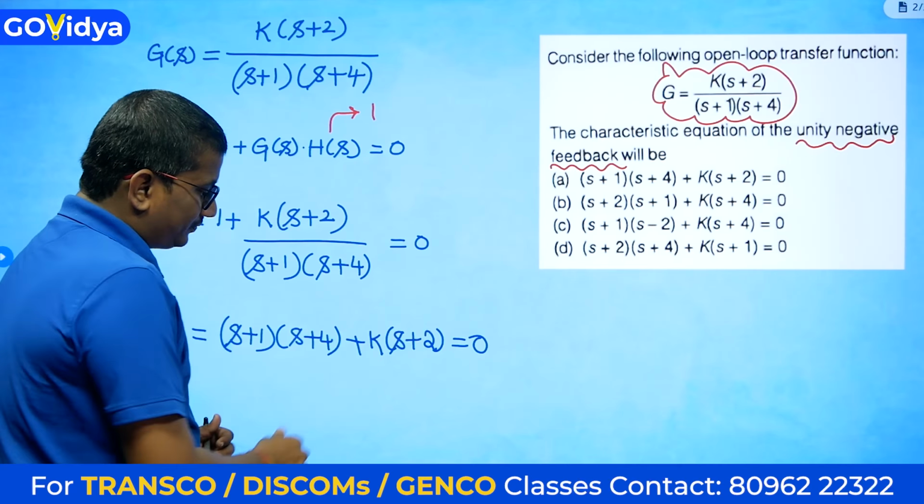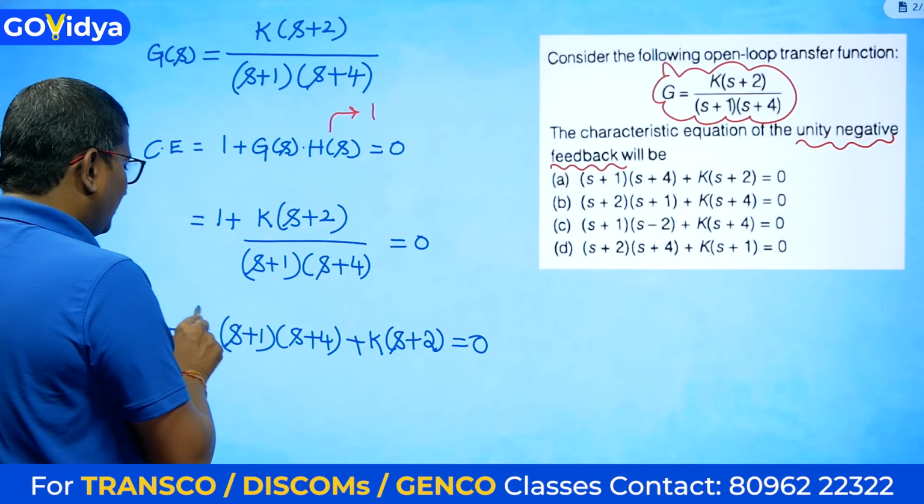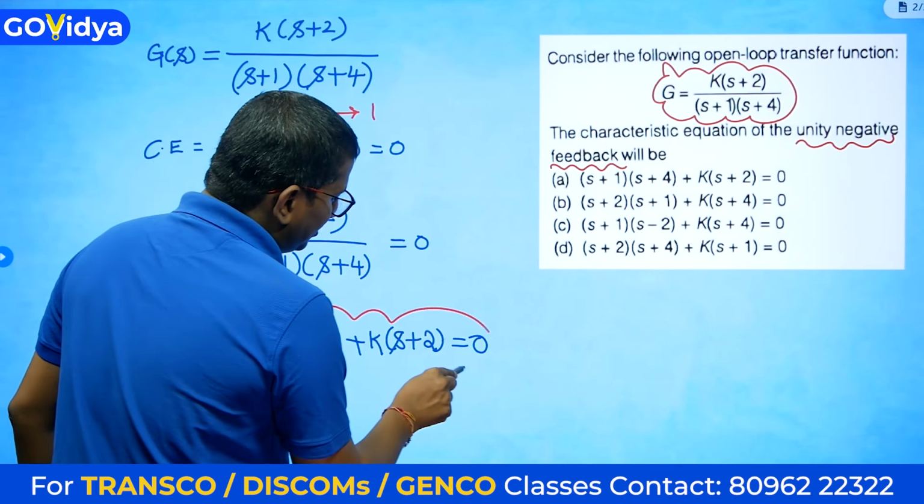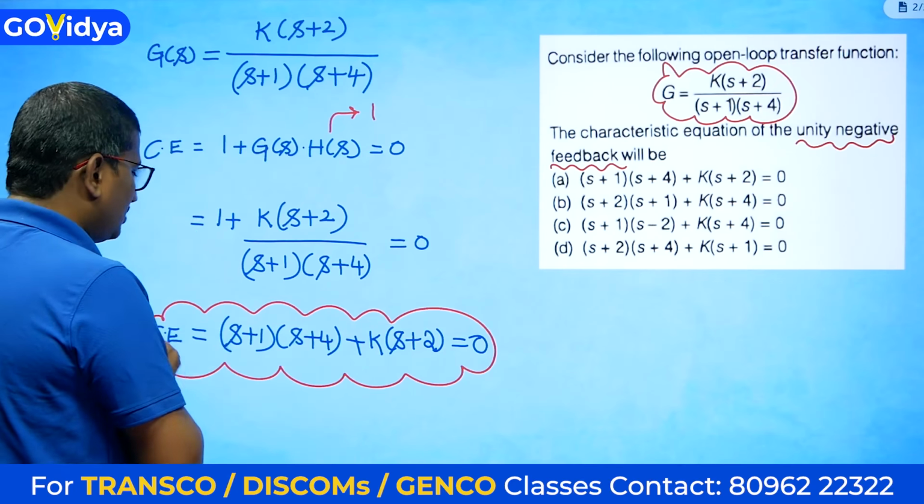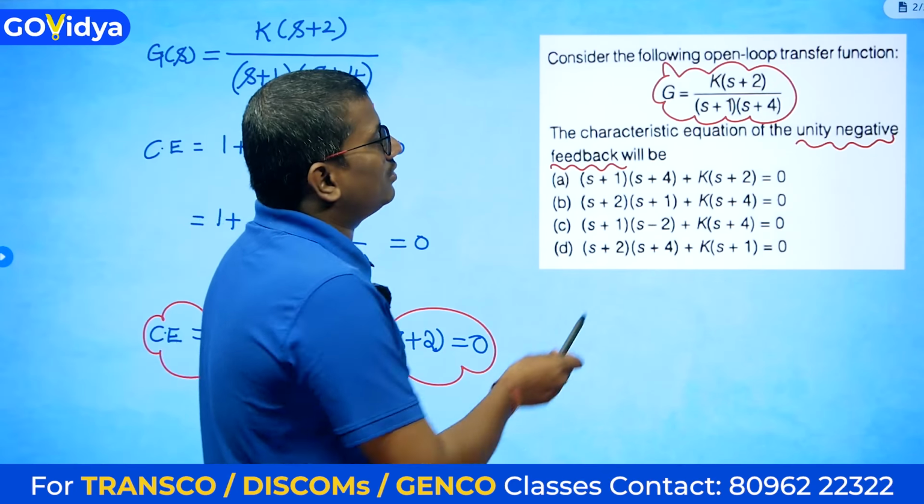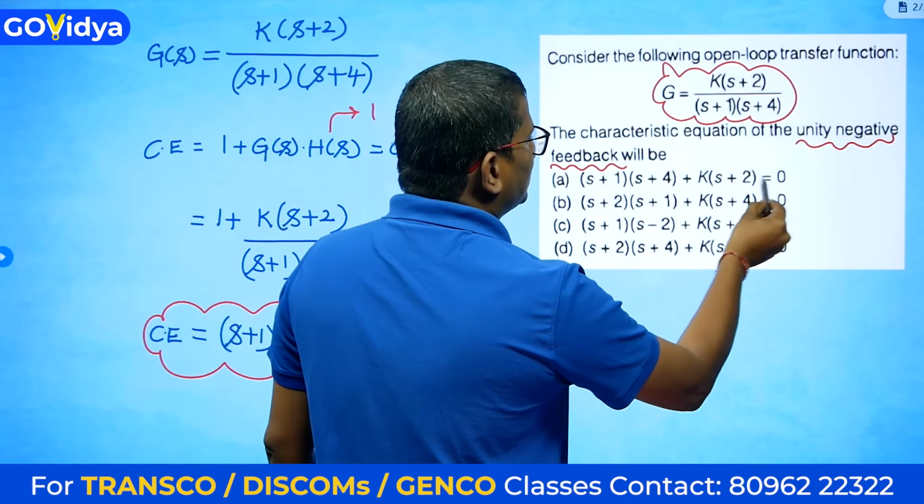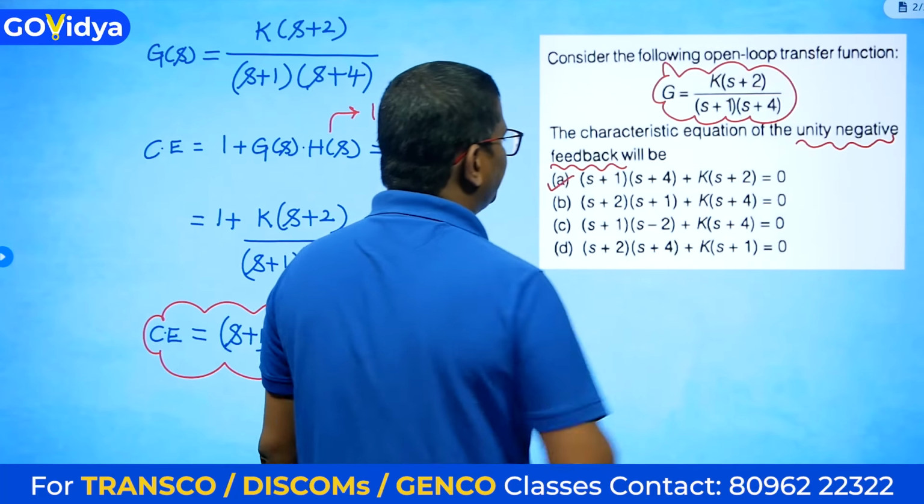I hope it is clear. So which option is very close to our answer? (s plus 1) into (s plus 4) plus K into (s plus 2). Therefore, this option is correct.